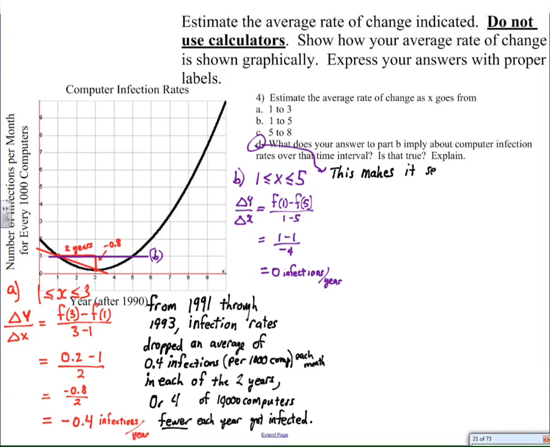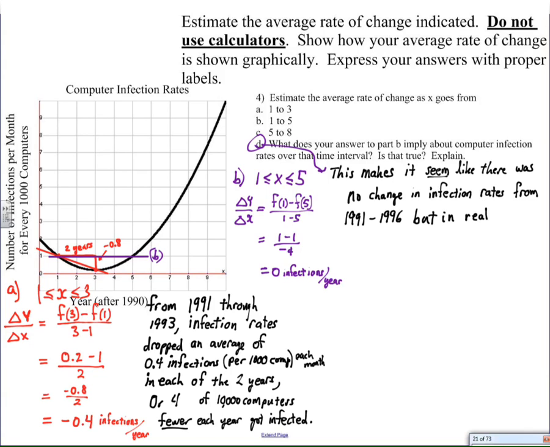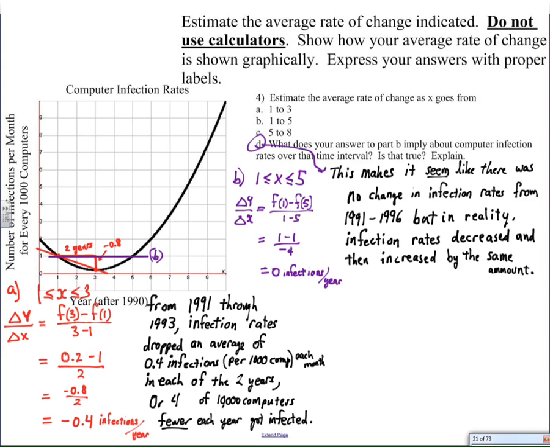So here's how I parse that out. The 0 infections per year rate makes it seem like there was no change in infection rates from 1991 to 1995, sorry. However, in reality, the infection rates decreased and then increased by the same amount over that time period. And let me just change this to a 5 just to make myself feel better.